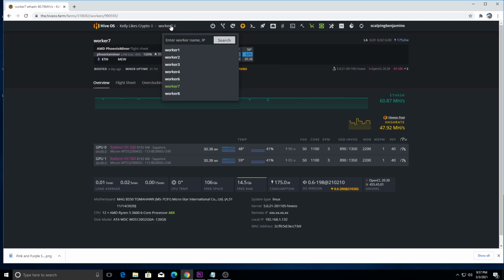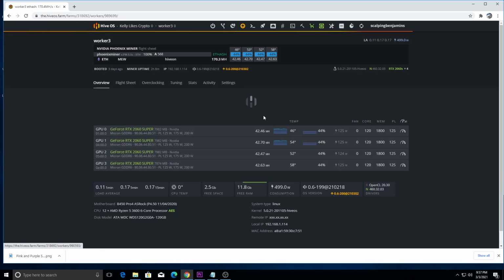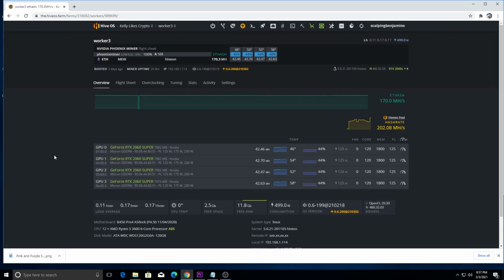So let's look at my 2060 Super. The one number Worker 3 is running 2060 Supers. I got these cards really cheap. Yeah, they were super cheap. And they get 42 each, so I was really happy with that. This setting I came up with myself.